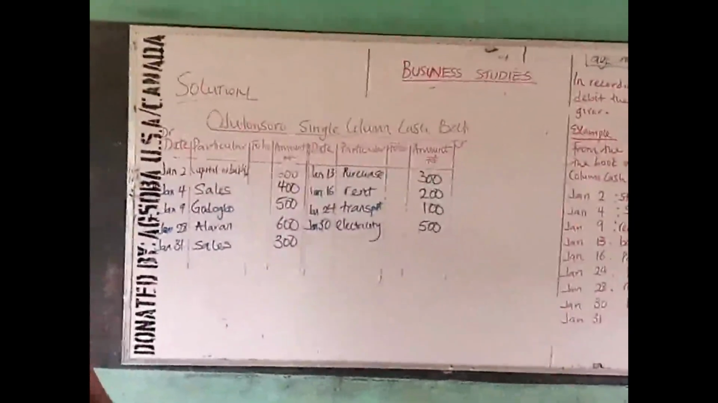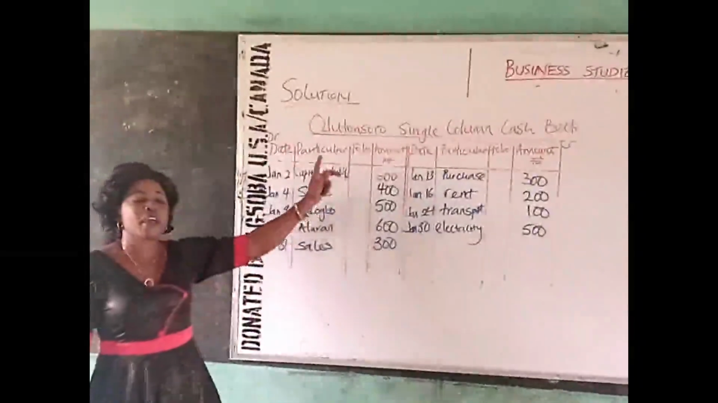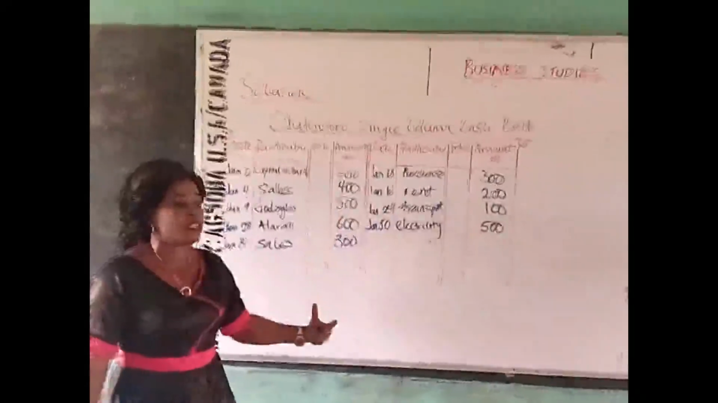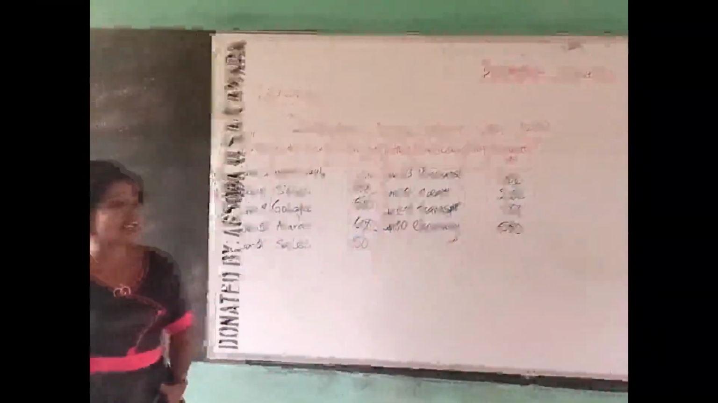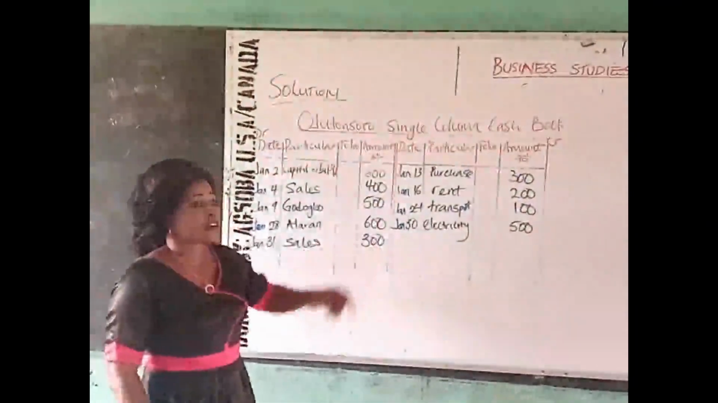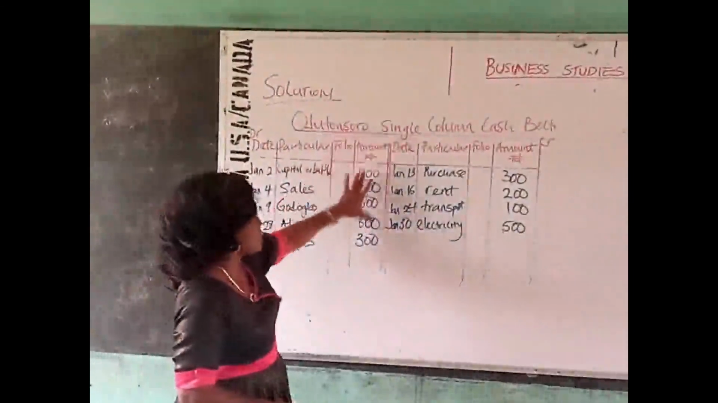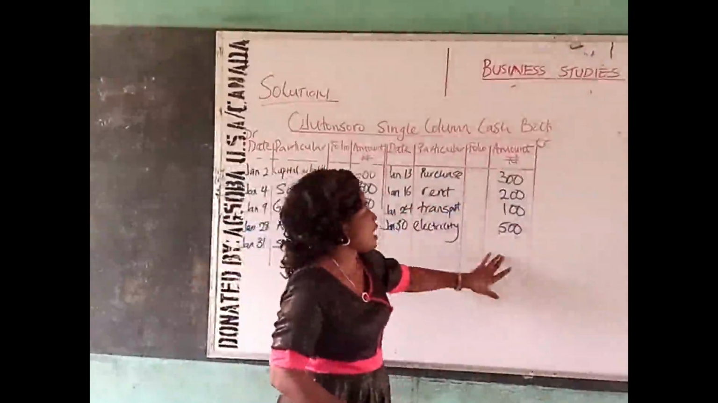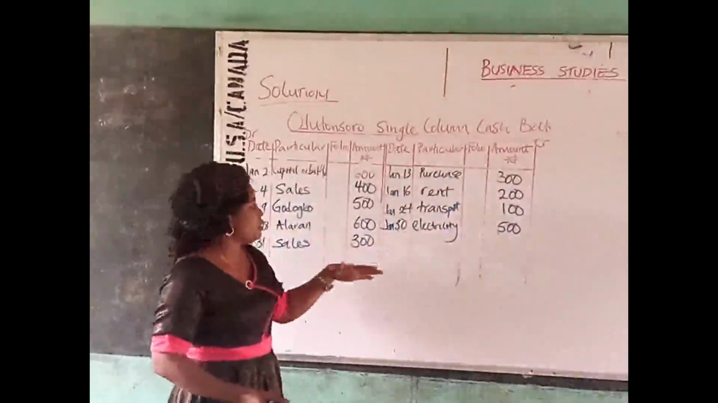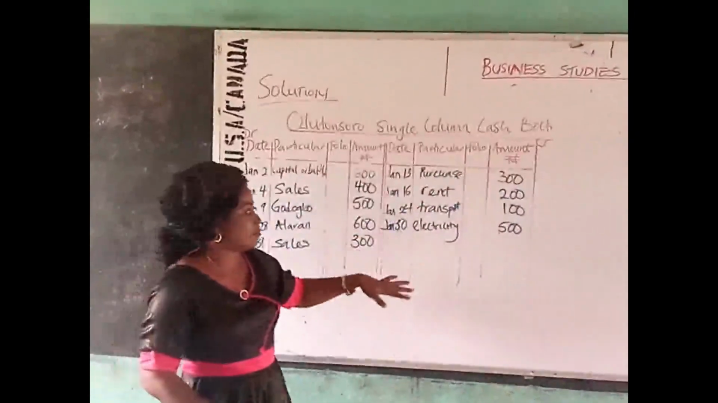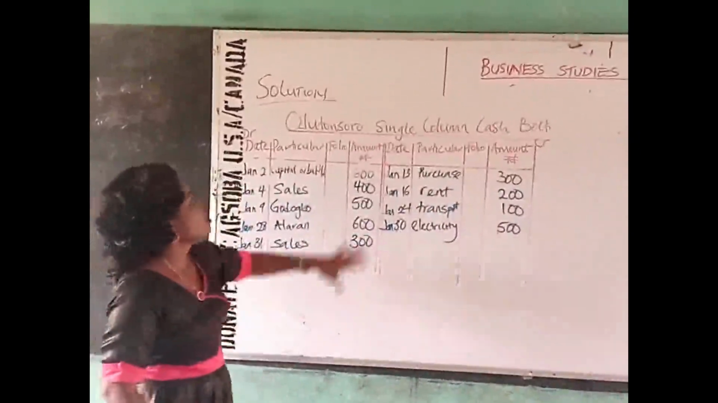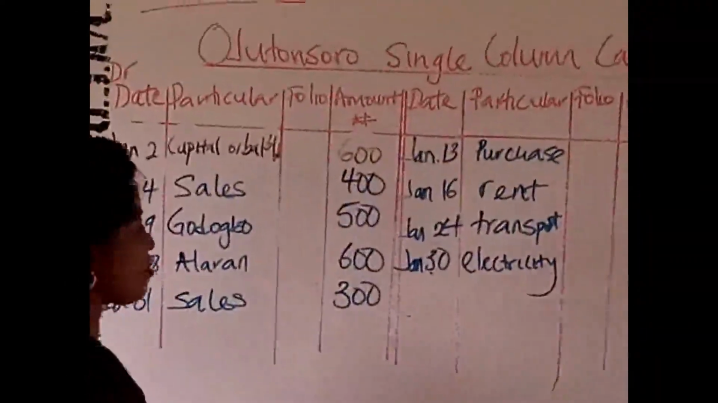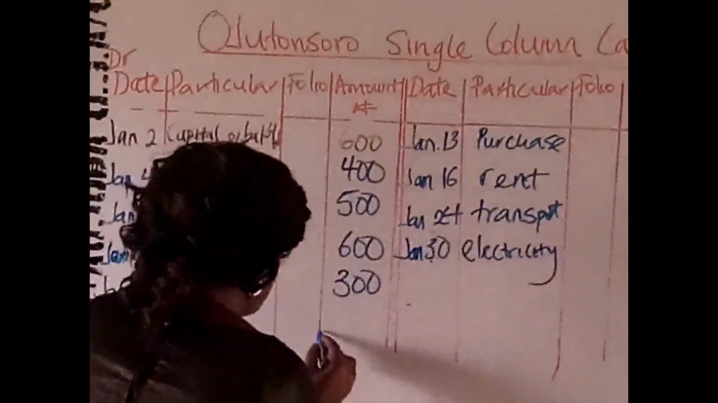We want to know if Odutonsoro make a profit or loss. We want to know if the money you receive is bigger than the money that is spent out. So you have to first of all check your amount on your debit side here. Compare your amount here with the amount here. As you are looking at it, just guess which side is the bigger. Yes, I can hear you. It's the debit side that is bigger.